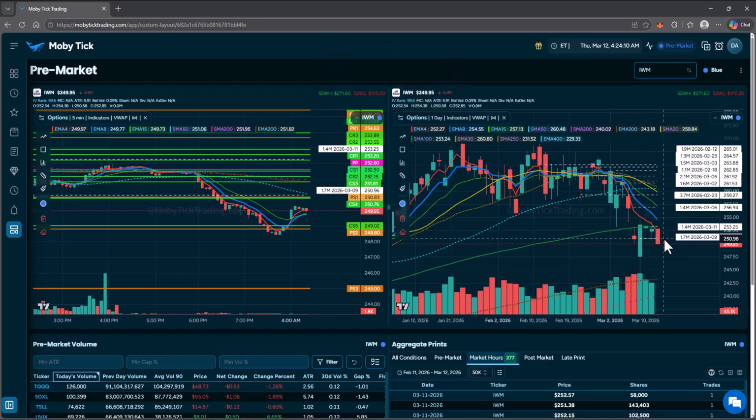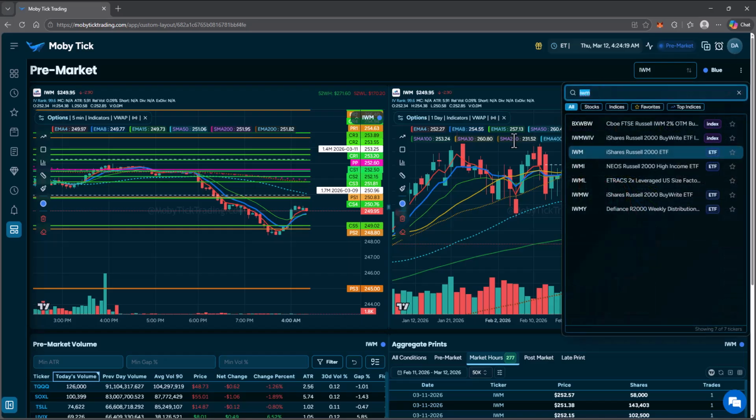So if we don't hold this 250 level, then of course we can come back down here. Maybe 243 is my 200 simple, right? So there you have it for IWM. Let's go ahead and talk about USO.